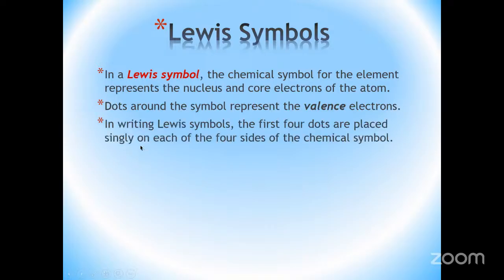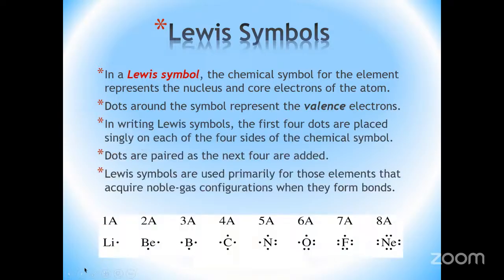For example, in the case of lithium, 1 dot with the symbol. In the case of beryllium, 2 dots, and so on and so forth. That's basically it. Now, in some textbooks, they are very particular about how you arrange the dots. As stated here, in writing Lewis symbols, the first 4 dots are placed singly on each of the 4 sides of the chemical symbol, and then you pair them up if you need to add more electrons. Me personally, I'm not a stickler for that. You can pair them up, or you can put them singly.